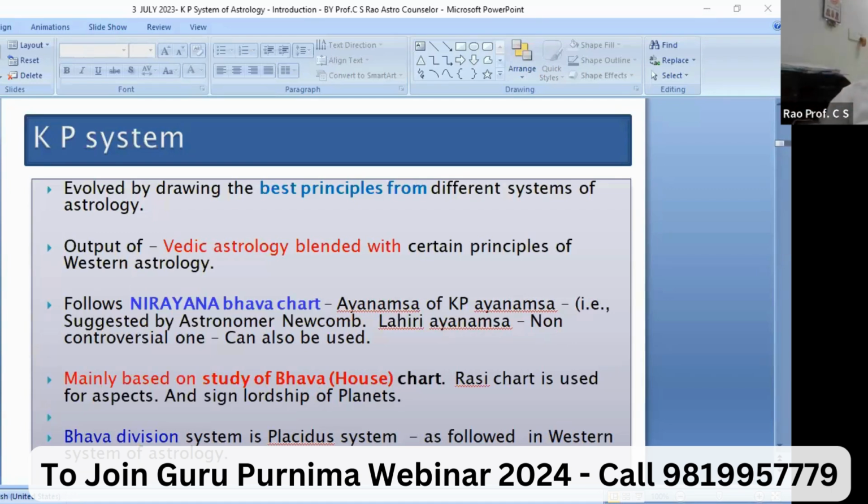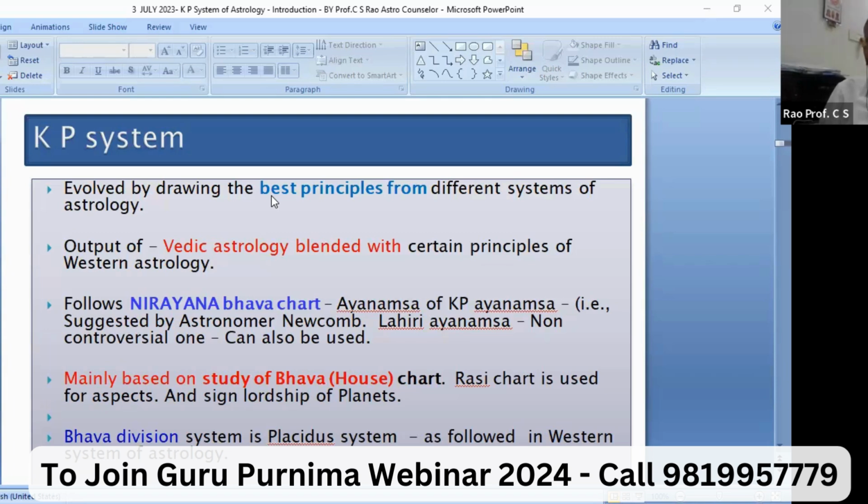Now, he evolved the best principles. So he has brought Dhruvanadi actually as enlarged. Out of that, he has changed some more things in this. And the best of all systems are borrowed in the KP system.